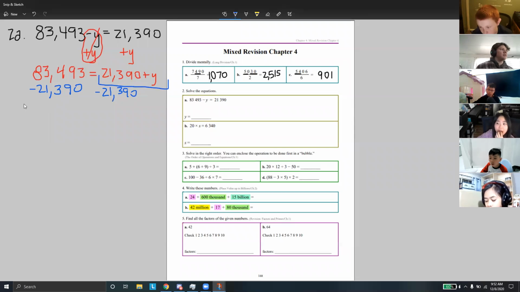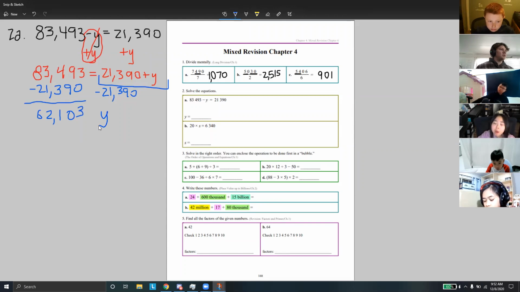Okay, so we subtract it from this side. 3 minus 0 is 3. 9 minus 9 is 0. 4 minus 3, 1. 3 minus 1, 2. 8 minus 2, 6. There we go. And our answer is y equals 62,103.